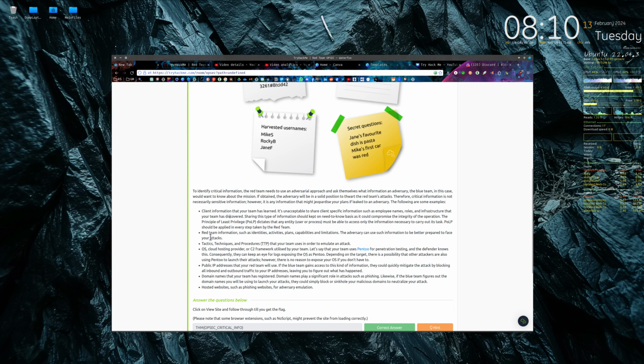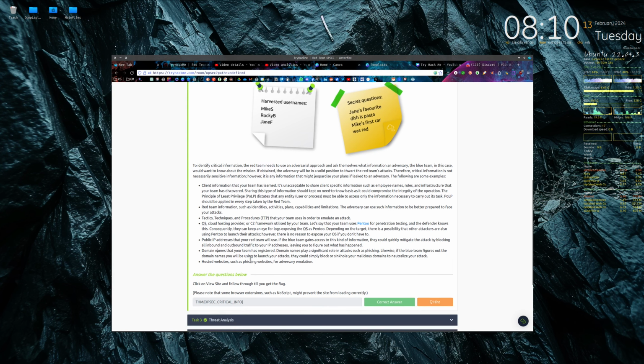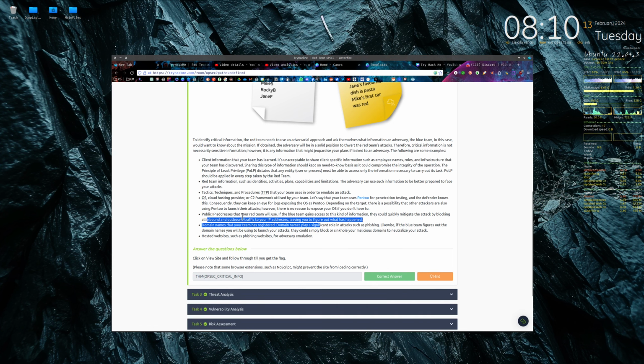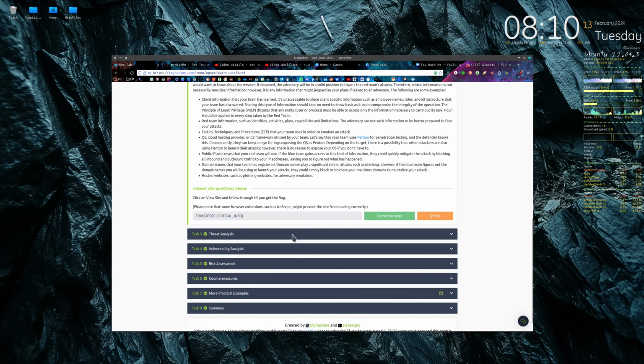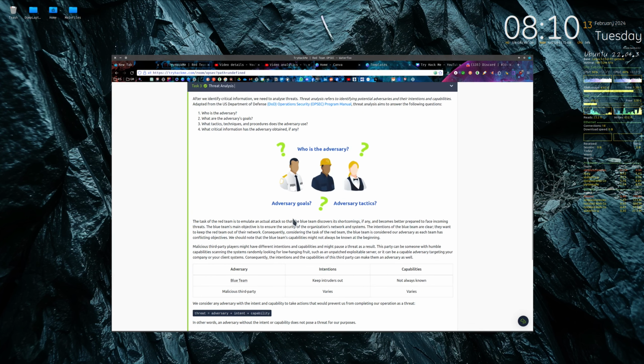Okay, red team information such as identities, plans, and tactics. What kind of tactics? You might have a plan somewhere. TTPs, techniques and procedures, operating system, maybe available on the cloud or something that you have online. What public IP addresses are you using? Maybe you send a message and somehow you were using some sort of non-protected system. All right, threat analysis.